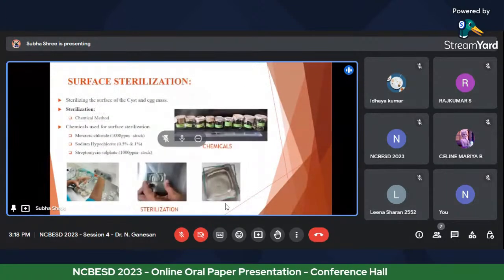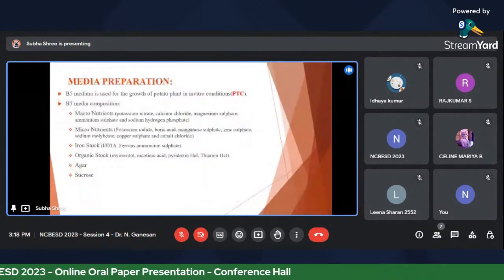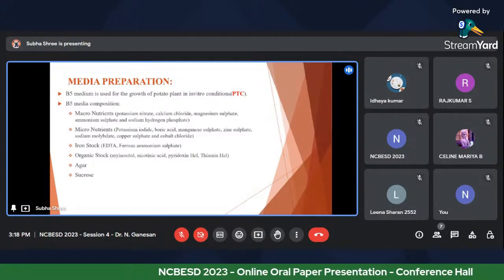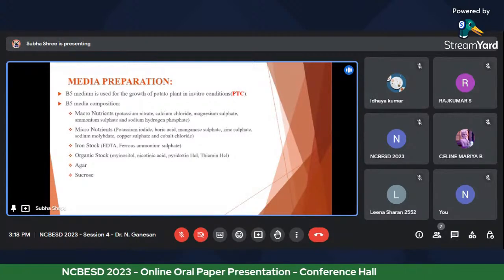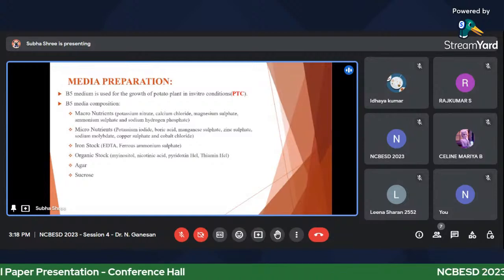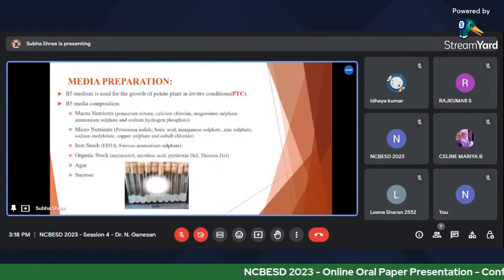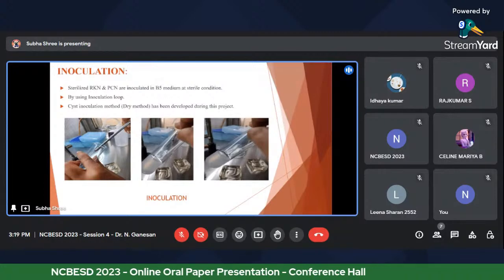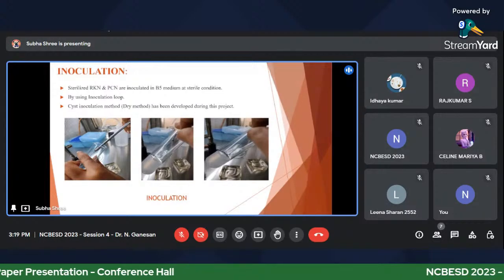Then the media preparation. B5 medium is suitable for potato plant cultivars because it has a pH level of 5.8, and consists of macronutrients like potassium nitrate, calcium chloride, magnesium sulfate, ammonium sulfate, and sodium hydrogen phosphate. Then micronutrients, iron stock, organic stock, agar and sucrose. Inoculation: I inoculated cyst and RKN using the dry method, using an inoculation loop.